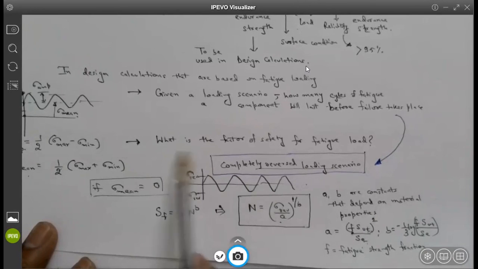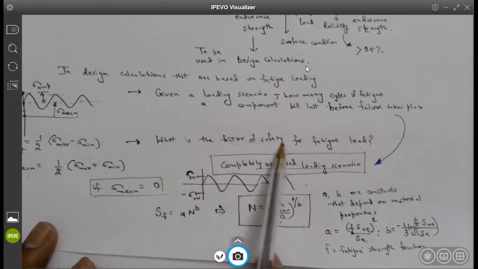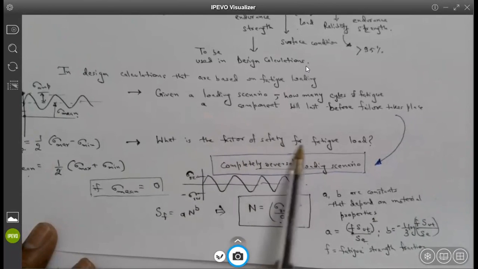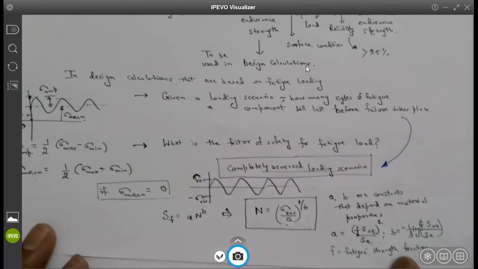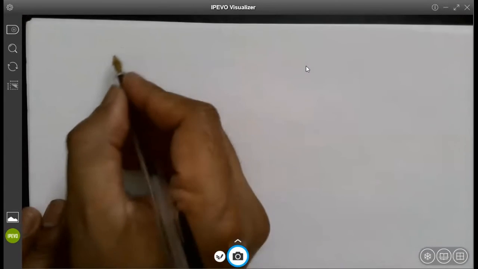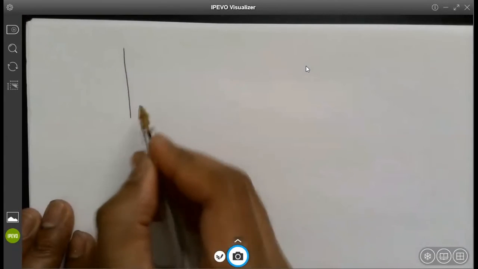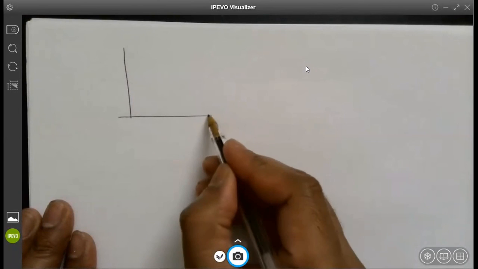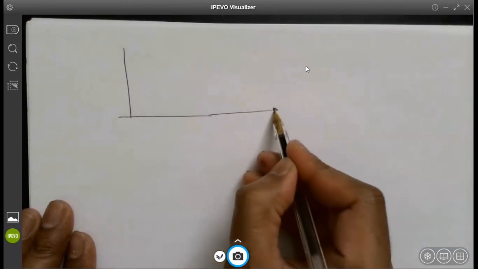Okay, now moving to the next question that we have here. What is the factor of safety for fatigue load? So how to calculate the factor of safety? To calculate the factor of safety, we again use failure envelopes, but this time the failure envelopes will look a bit different. So now we have the failure envelopes for fatigue. And how do we plot that?